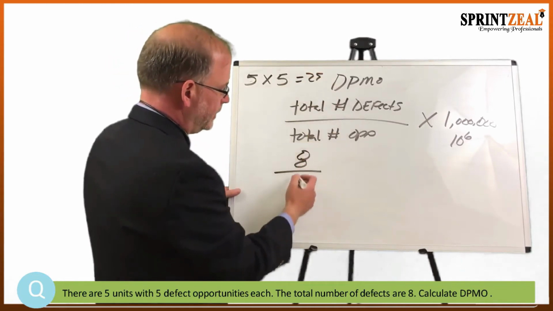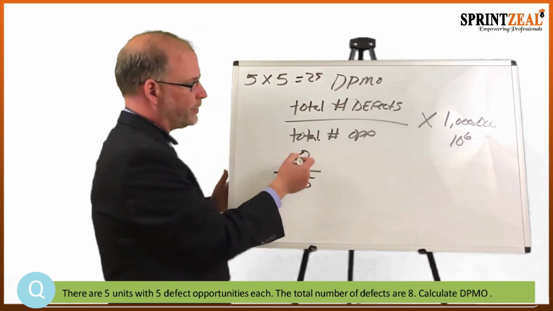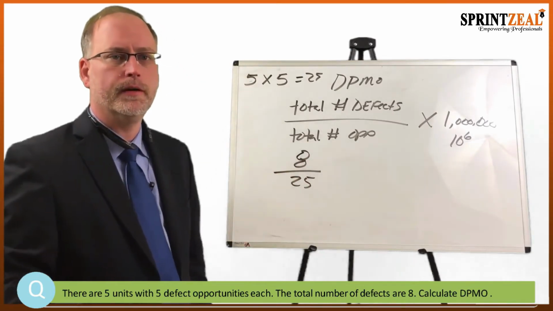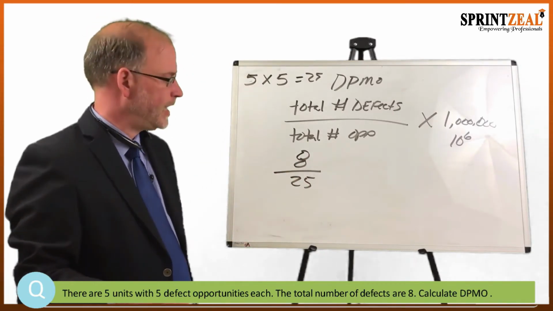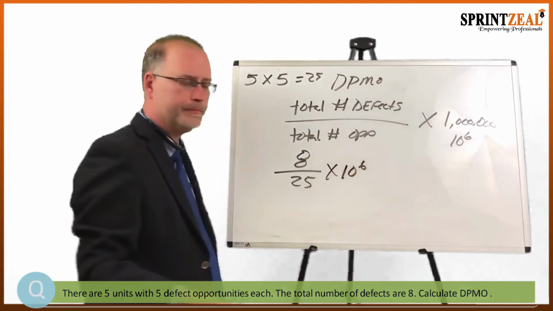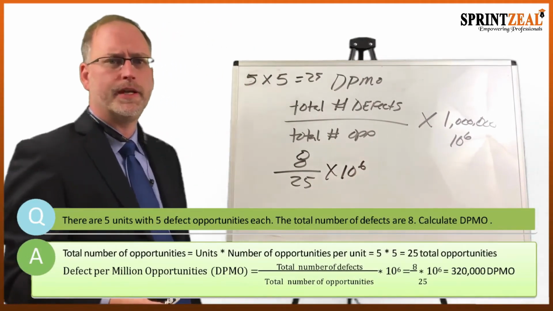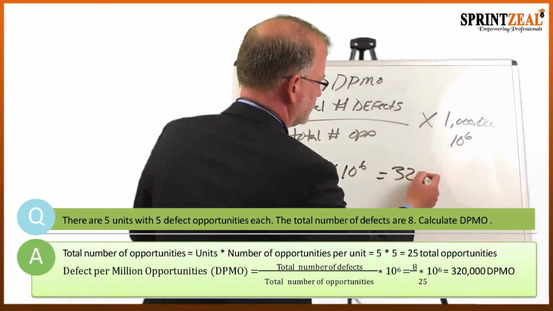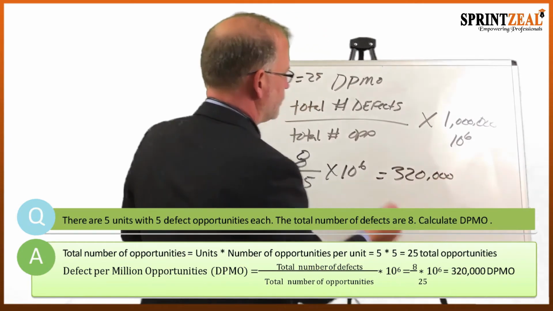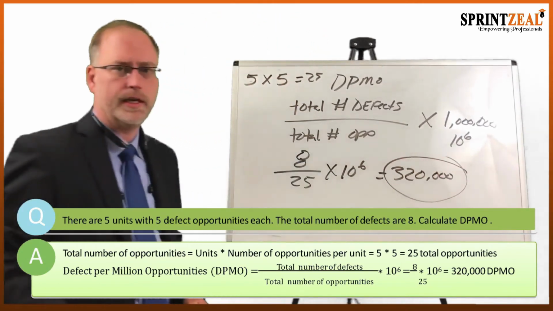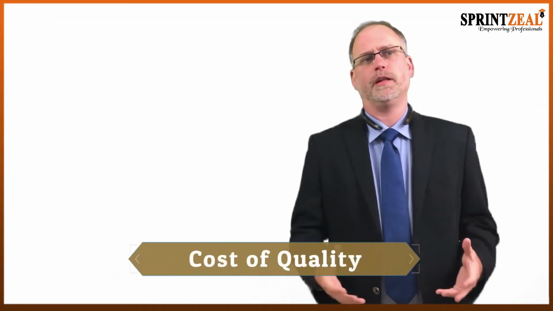So it's 8 divided by 25. So it's the total number of our defects divided by the total number of our opportunities. And then we're going to multiply that by 1 million. And that's going to come to the number of 320,000. So our defects per million opportunities is 320,000.